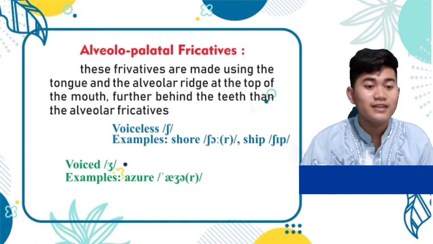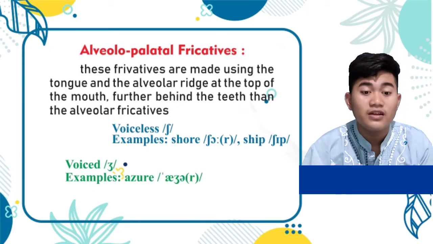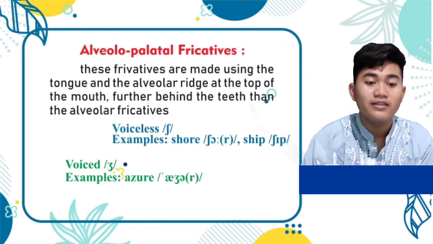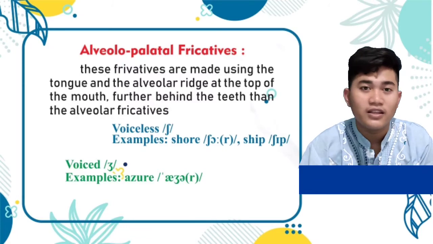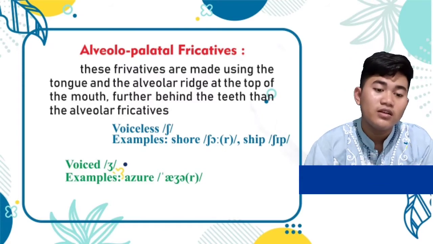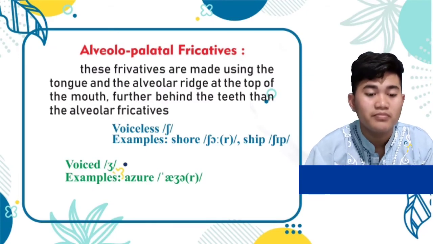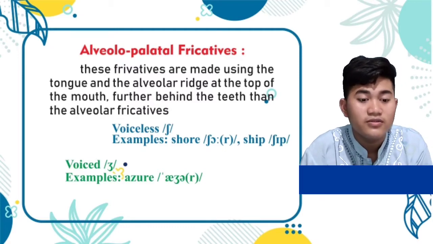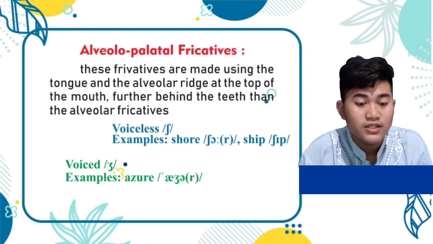And the next, palatal fricatives. These fricatives are made using the tongue and the ridge at the top of the mouth, farther behind the teeth than the alveolar fricatives. Voiceless sh, as in sure, ship. And for the voiced zh, as in azure.